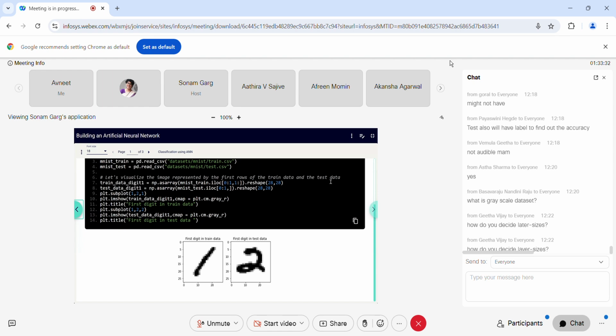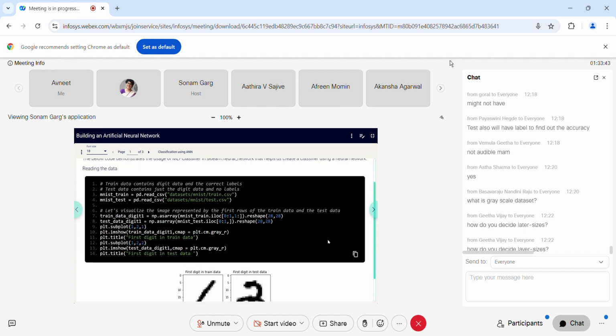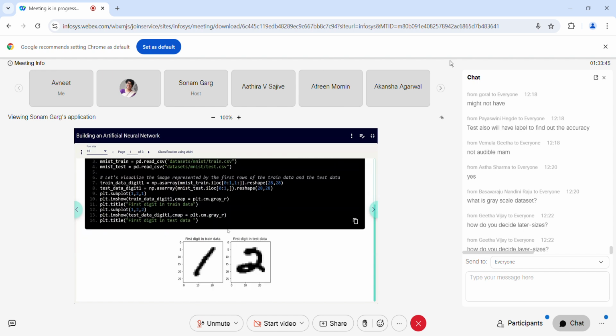Layer sizes, how many layers there will be, or how many nodes per layer there will be, there's no fixed rule for it. I hope you have understood what is happening here.